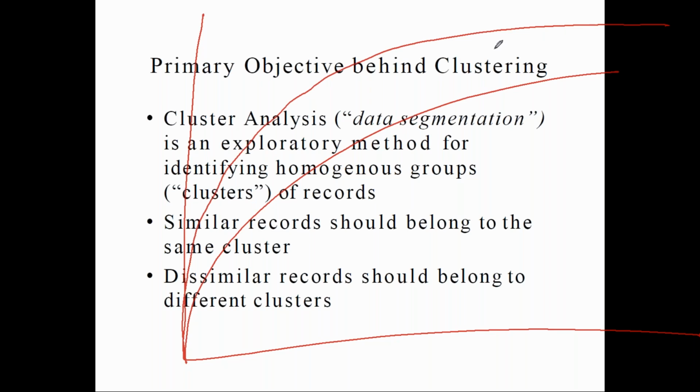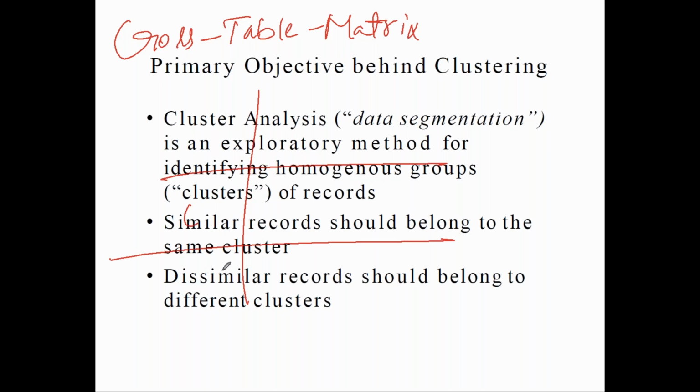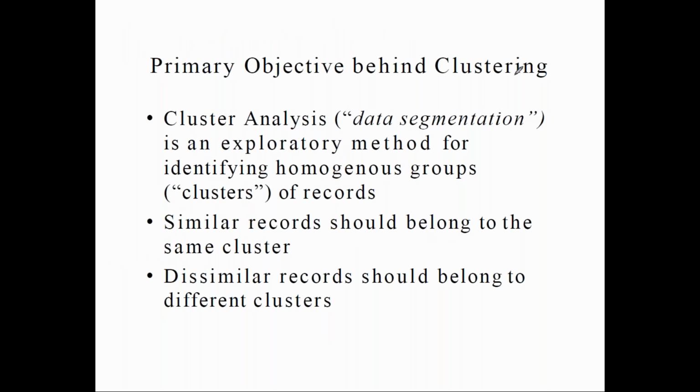There is one more term called cross table matrix, which is the same as your confusion matrix. Remember, cross table matrix. This also looks similar to the confusion matrix, with 0, 1 here, and 0, 1 here also. That is either called the cross table matrix, or you can call it the confusion matrix.